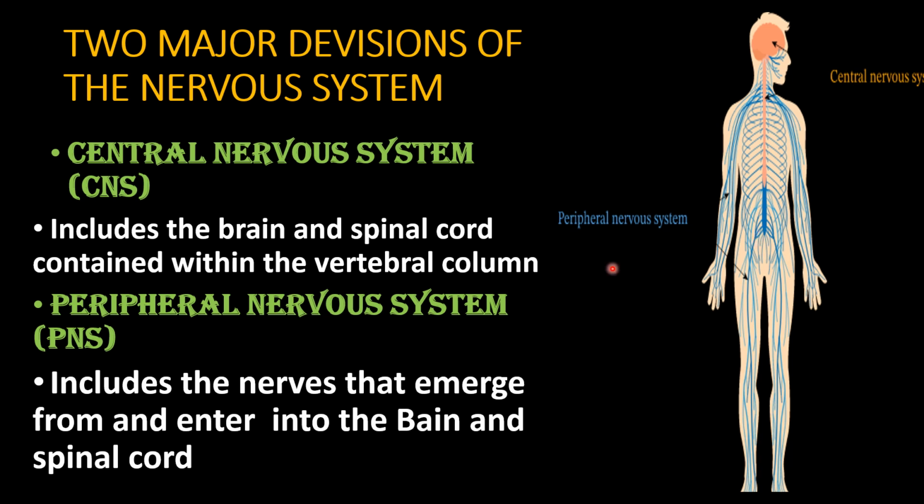The next division of the nervous system is the peripheral nervous system. This peripheral nervous system includes the nerves that emerge from the brain and spinal cord, as well as the nerves that enter into the brain and spinal cord. Here you can see, all these are nerves, we call them peripheral nerves. These nerves come under the peripheral nervous system.